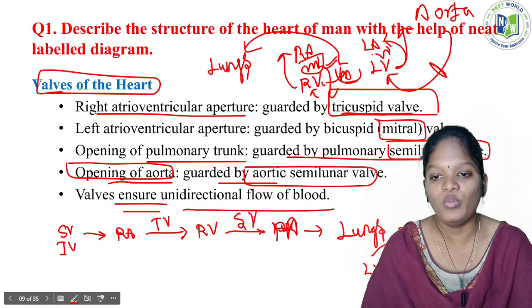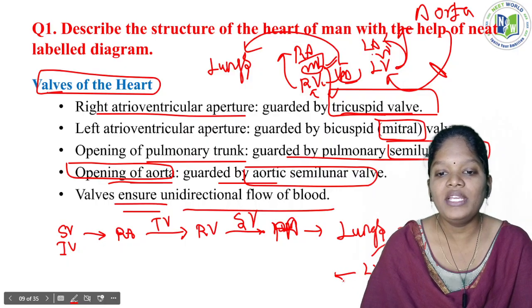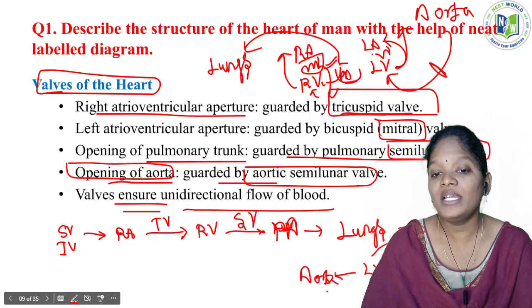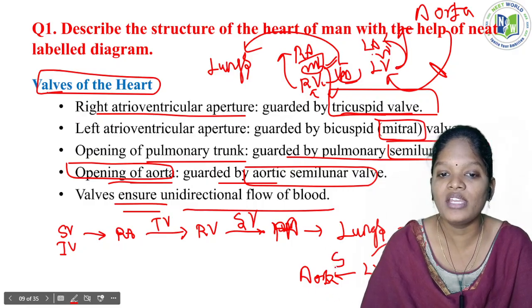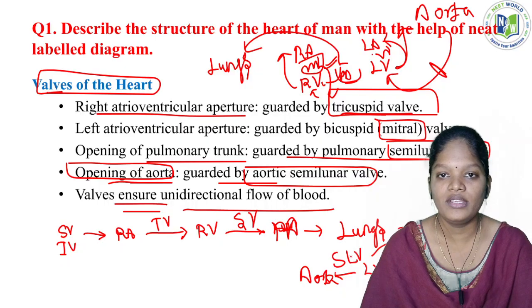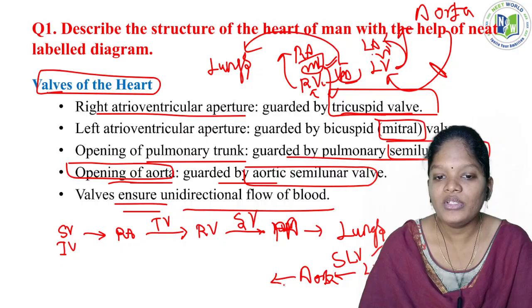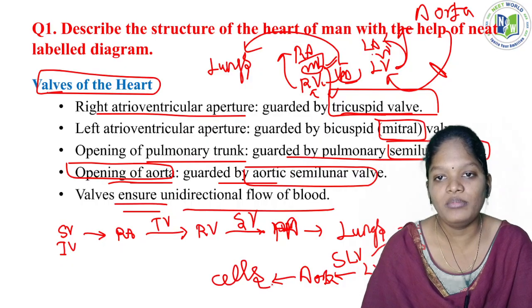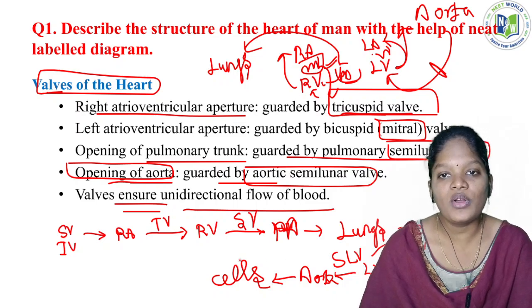Now from the left ventricle, the blood has to enter into the aorta. The blood which is present in the aorta shouldn't enter into the left ventricle again; it is guarded by the semilunar wall. Now from the aorta, all the cells receive the oxygenated blood. The blood is the one carrying all the nutrients, oxygen, everything.